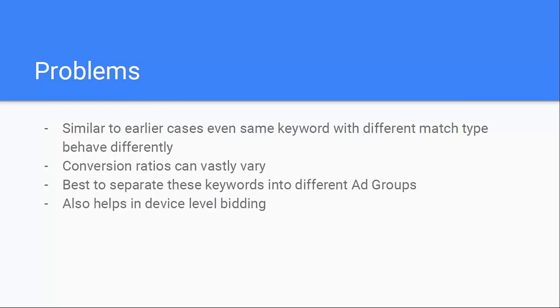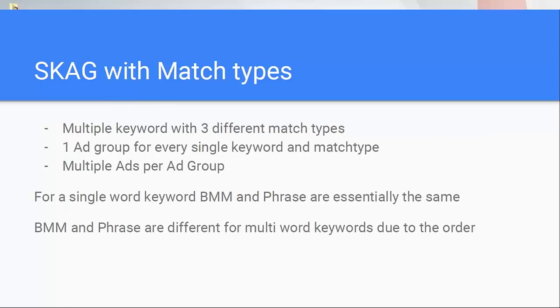Three ad groups for a keyword: one for exact, one for phrase, and one for broad match modifier. This also helps in device level bidding. If the same keyword with exact match has a different conversion ratio on mobile, and the same keyword with another match type has a totally different conversion ratio on mobile, it will help you set ad group level device bids, which will further optimize your campaigns.